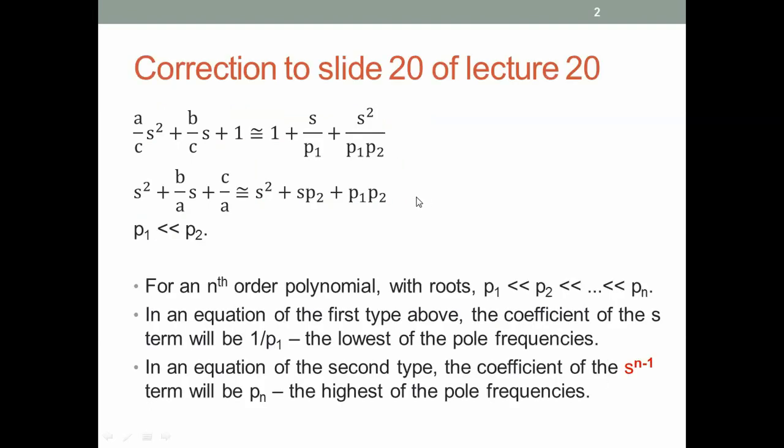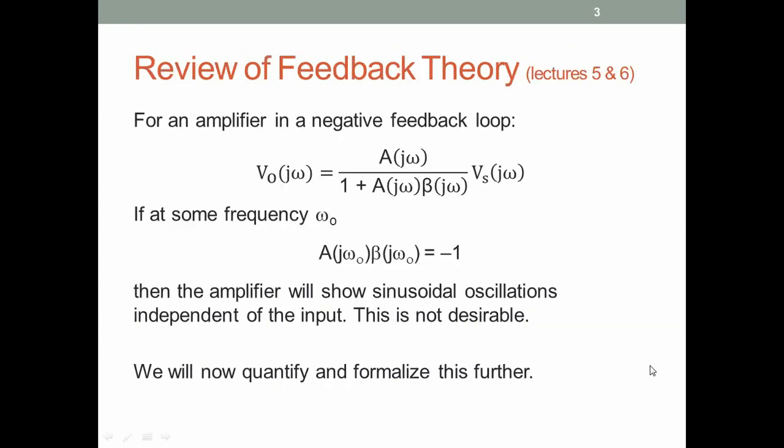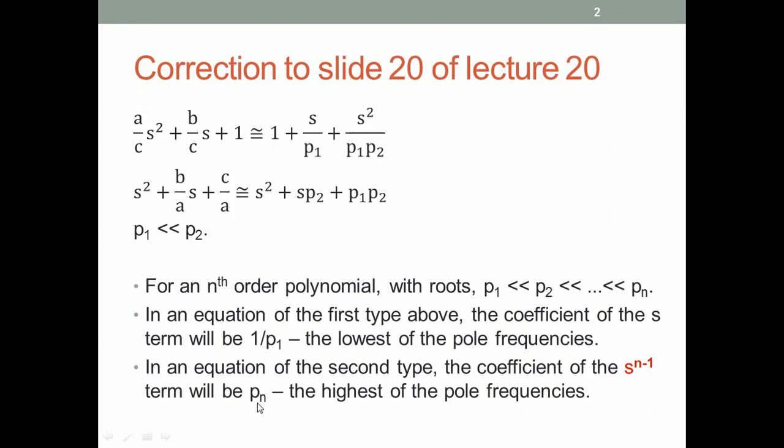Before we begin, there was a mistake I made in slide 20, where I was comparing these two polynomials, the one which had the constant term unity and the other where the coefficient of the s squared term was 1, and had said that in the equation of the second type, whatever I had said, the correct thing is the coefficient of the s raised to n minus 1 term will be Pn, the highest of the pole frequencies. I had said last time that it was the s term, not the s raised to n minus 1 term. So please make this correction.